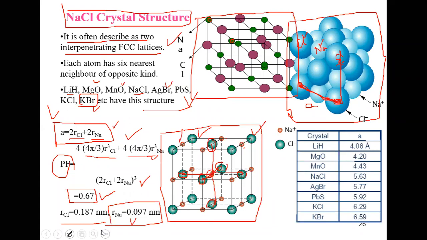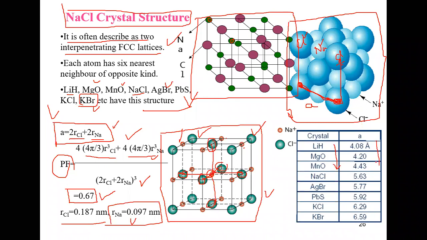Now, why does this deviation occur? This deviation occurs because you are arranging smaller atoms and larger atoms. In that case, packing will not be so easy due to the mismatch of the atomic radius. That is why this deviation occurs.